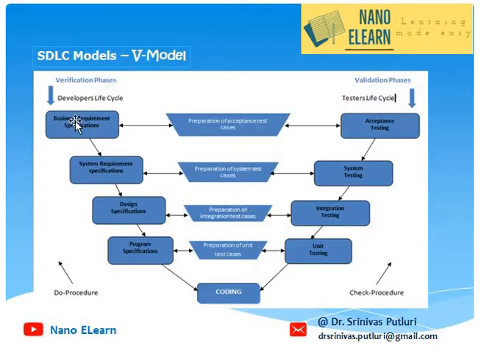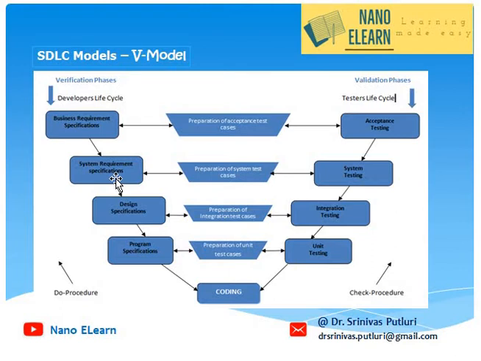So here, initially, it starts with the parallel activity. You can see the developer's life cycle at the left hand side and the tester's life cycle at the right hand side. Starts with BRS phase, that is business requirement specification phase. In parallel, the testing team is in the acceptance testing phase, whereas the team will start working on acceptance test cases. Then it moves to SRS phase, where the system requirements are defined.